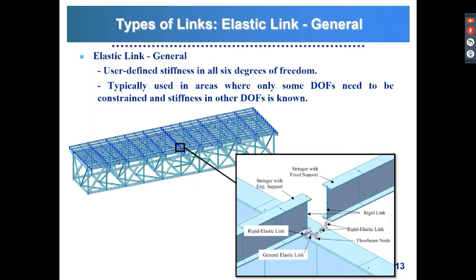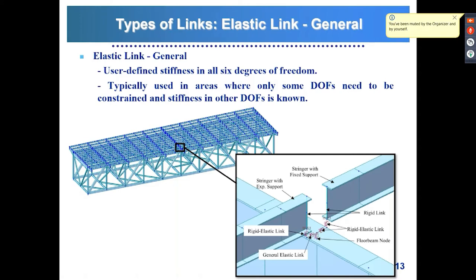The other type of link is the general link, the general elastic link. And as the name suggests, this is the elastic link that gives you the most flexibility in the sense that you have to define a stiffness in all 6 degrees of freedom. Now that stiffness could be a known value, or it could be a very high stiffness to simulate rigid behavior in some of the degrees of freedom.